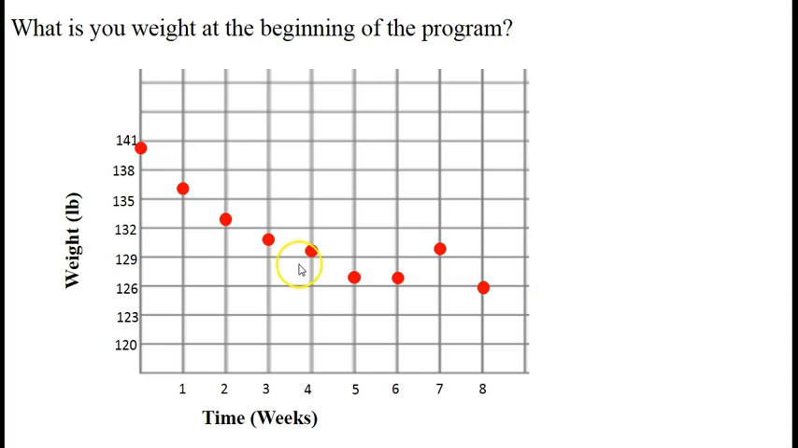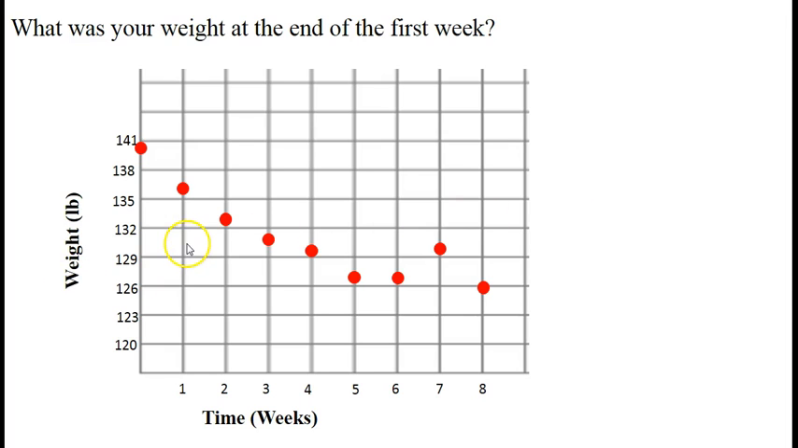What was your weight at the beginning of the program? So we look at week 0. When we first started, at our first weigh-in, my weight is 140. What was your weight at the end of the first week? So we look at the end of week number 1, and my weight was 136.